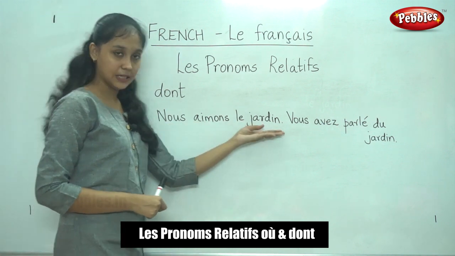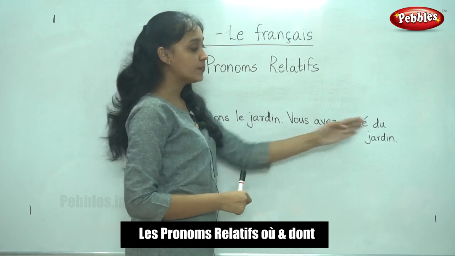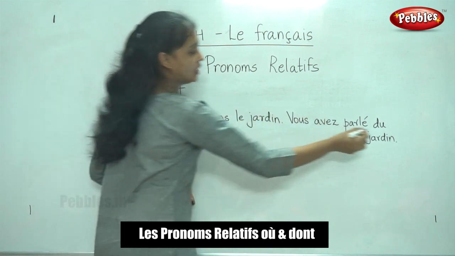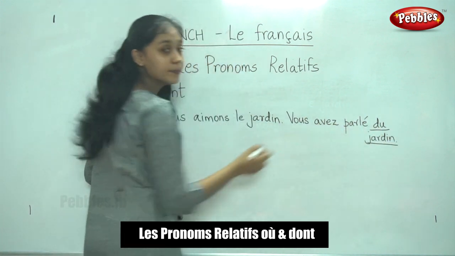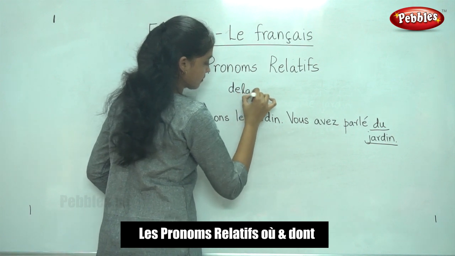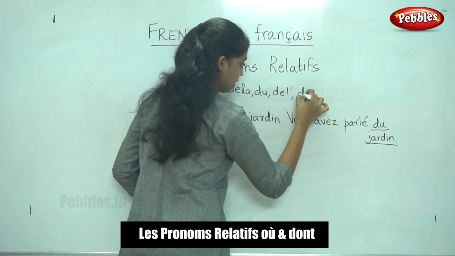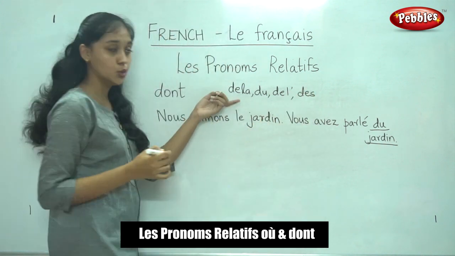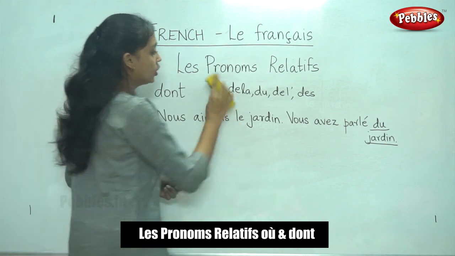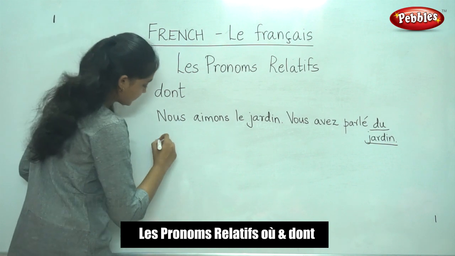We love the garden about which you have spoken, or of which you have spoken. So, when you see the partitive article, that is a clue that you need to use dont. So, how will you join these two sentences?